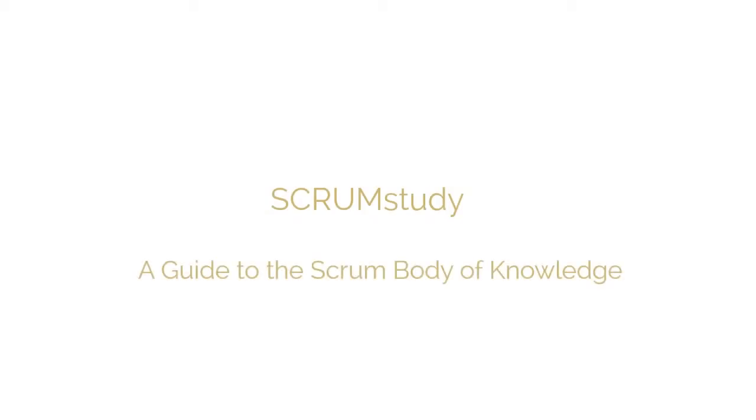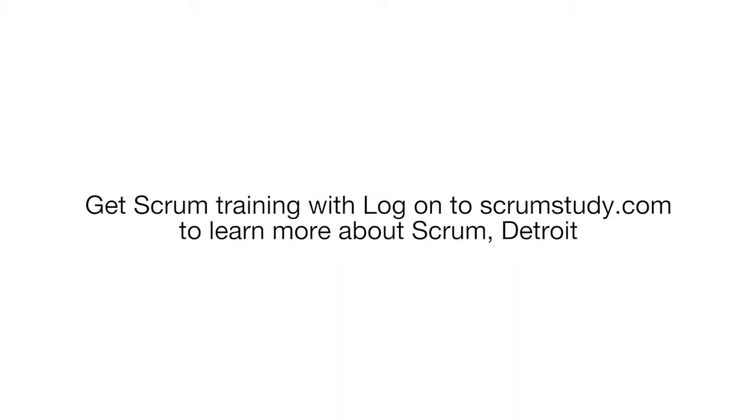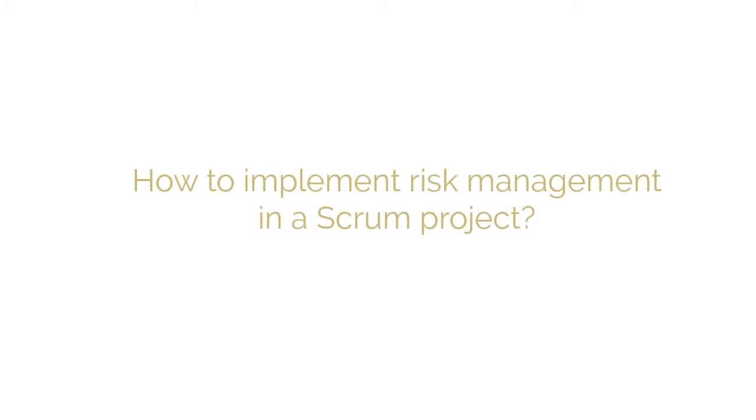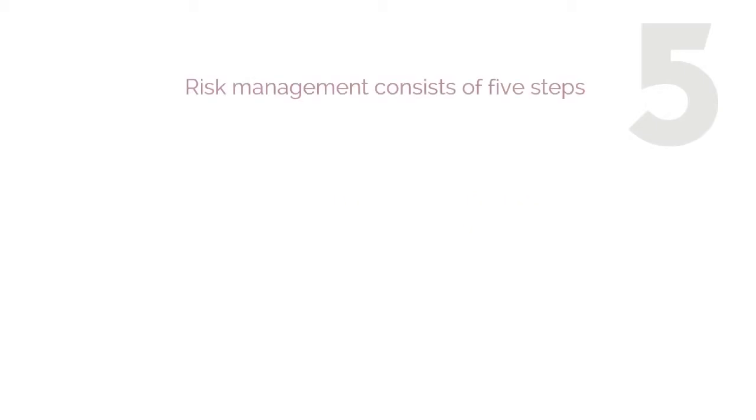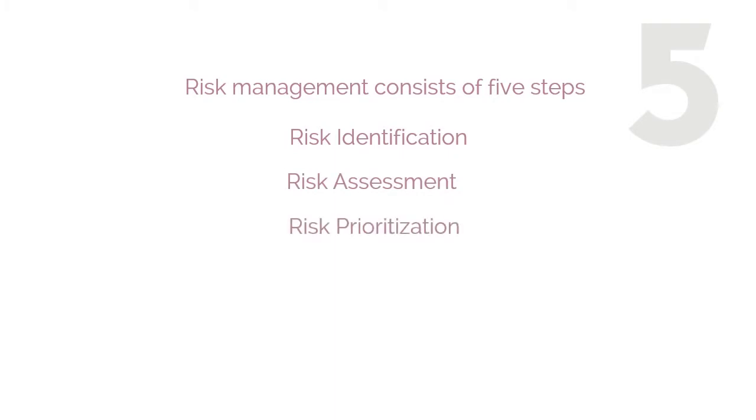Now that we understand what risks are and the Scrum approach to risk management, let's discuss in detail how to implement risk management in a Scrum project. Risk management procedure. Risk management consists of 5 steps. They are risk identification, risk assessment, risk prioritization, risk mitigation, and risk communication.